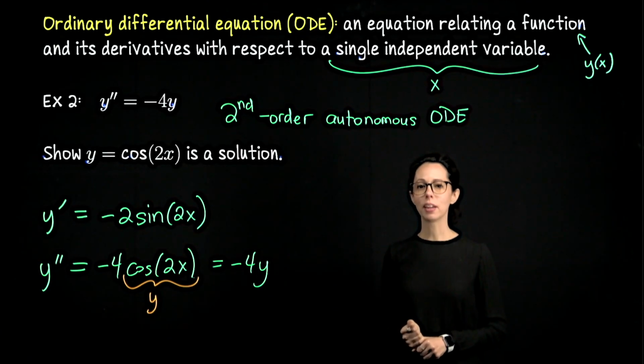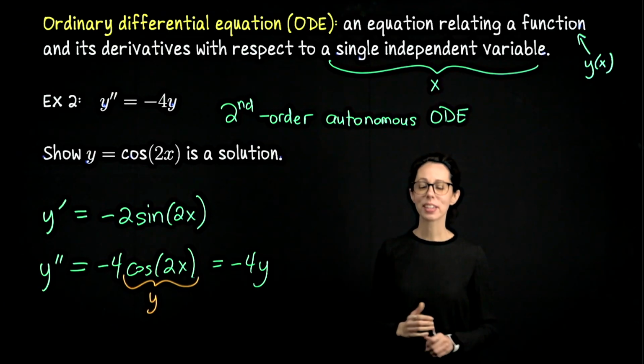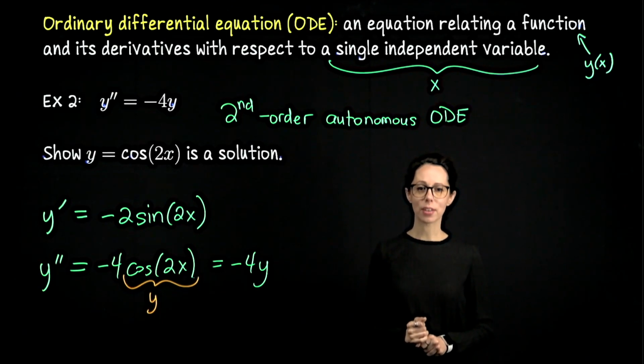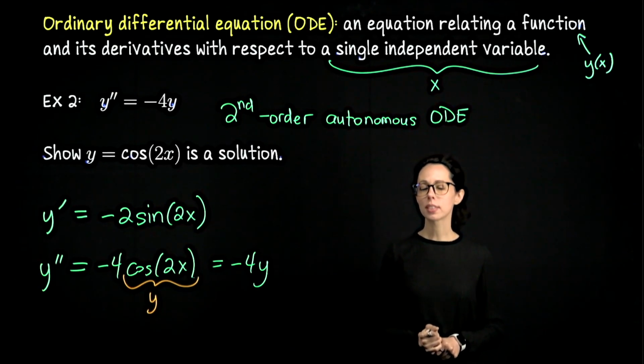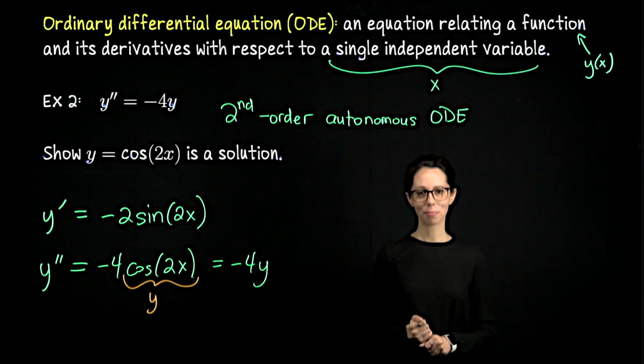One thing you might have done was replace cosine with sine. And if you did that, great. You would have found another solution to this differential equation. So y equals sine of 2x also solves the second order autonomous ordinary differential equation.